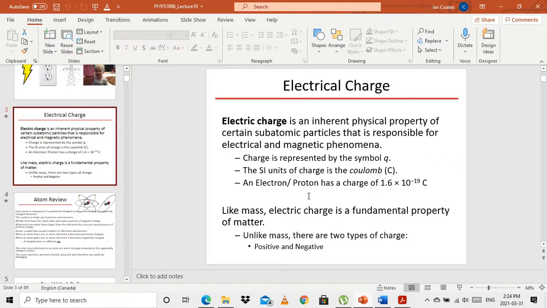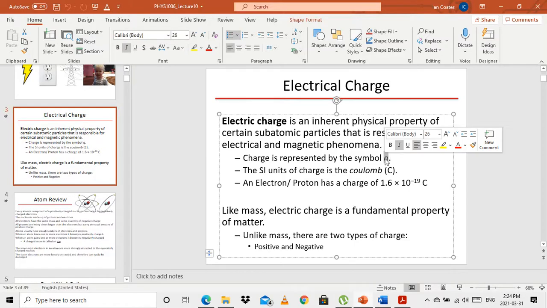An electric charge is an inherent physical property of protons and electrons. Protons have a positive charge. Electrons have a negative charge. And charge is denoted by a small q. The SI unit of charge is the coulomb, and you'll see a big C.